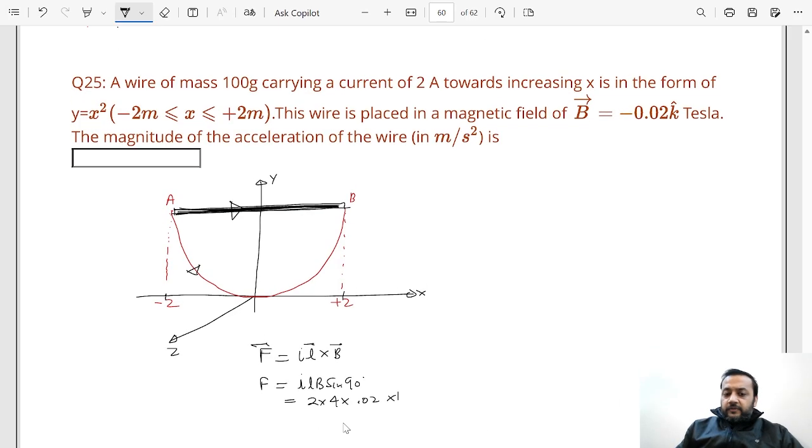So this is the magnitude of the force, and the direction of the force will be up. You can check the direction by using L cross B. The L vector is towards the right, the magnetic field is going into the screen, so L cross B will be pointing up. Now how much does this become? 4 times 2 is 8, into 0.02 is 0.16 Newton. The mass of the wire is 100 gram, that means 0.1 kg. So acceleration will be 0.16 upon 0.1, that means 1.6 meter per second square. So this will be the value of the acceleration. I hope you would have understood.